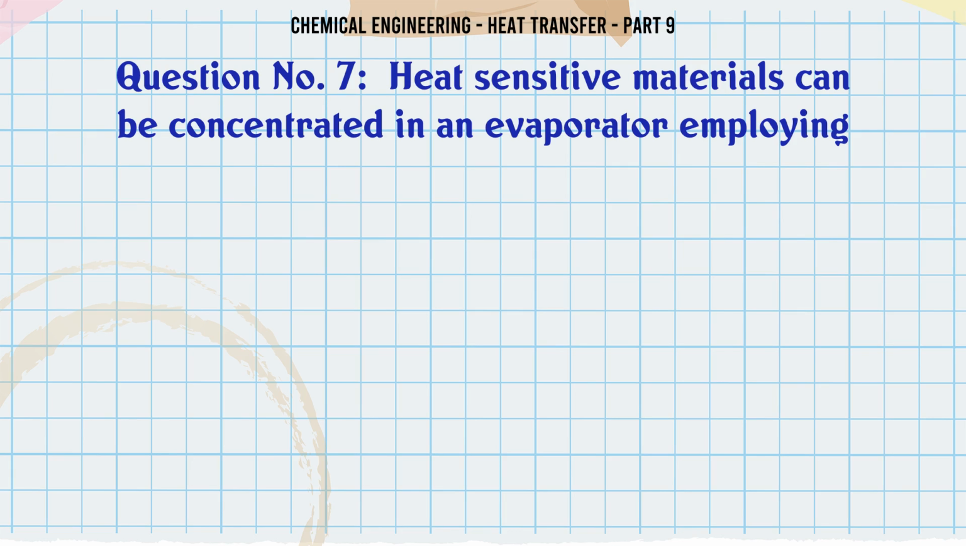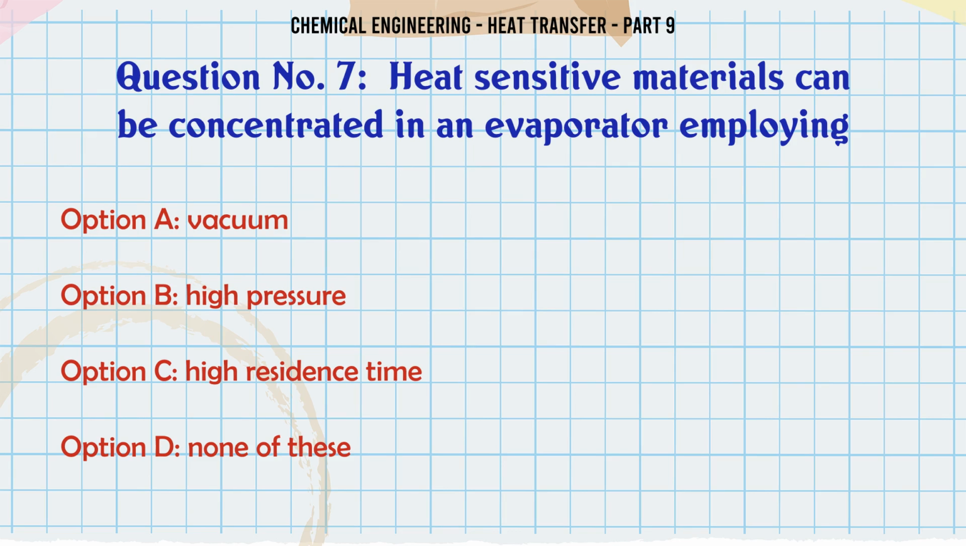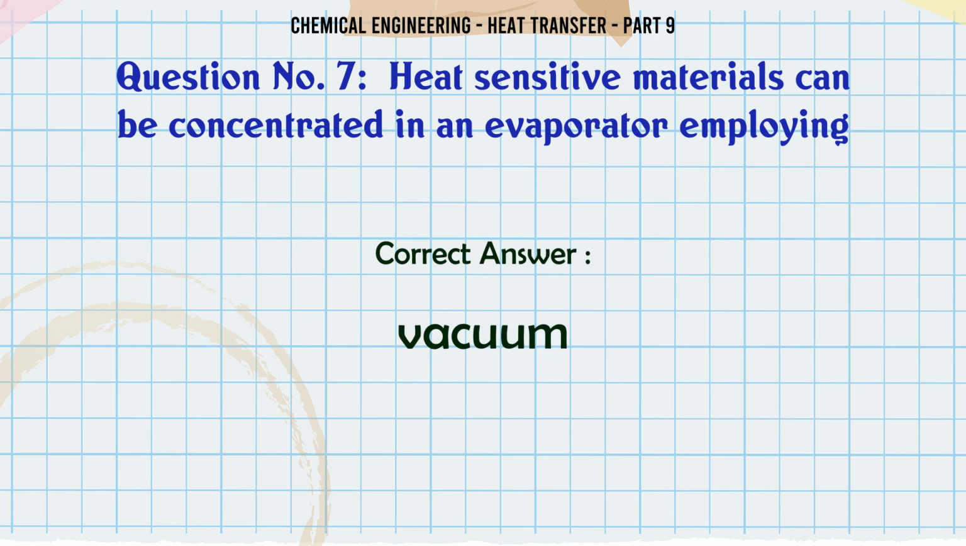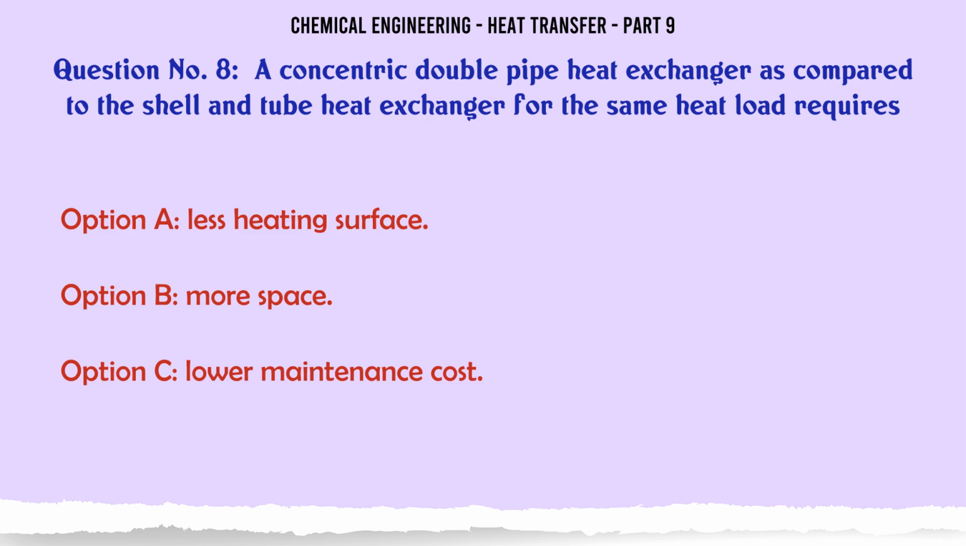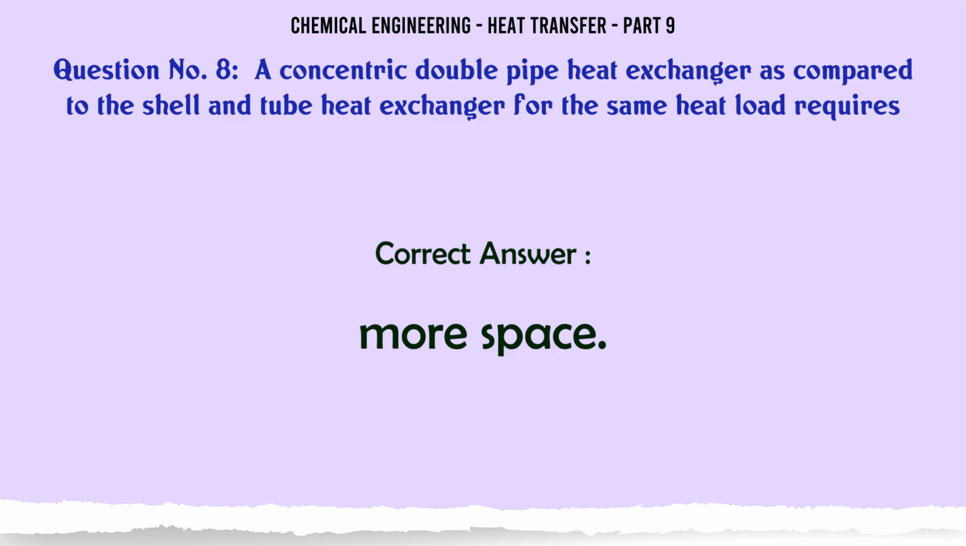Heat-sensitive materials can be concentrated in an evaporator employing: A, vacuum; B, high pressure; C, high residence time; D, none of these. The correct answer is vacuum. A concentric double pipe heat exchanger as compared to the shell and tube heat exchanger for the same heat load requires: A, less heating surface; B, more space; C, lower maintenance cost; D, none of these. The correct answer is more space.